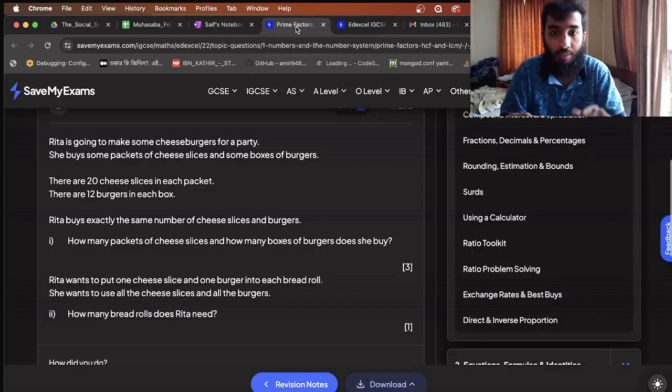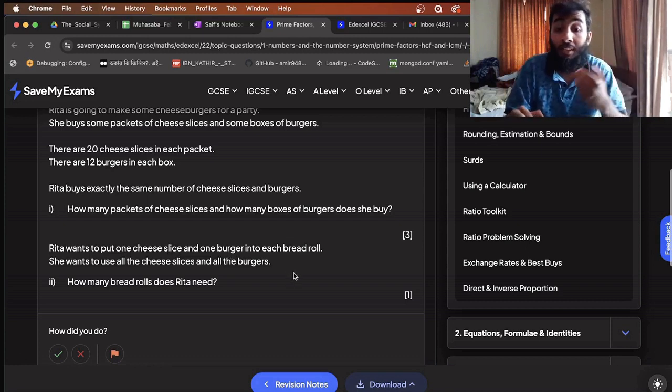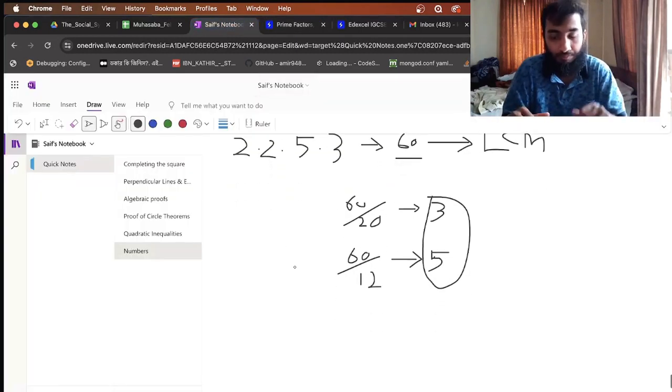the first query. If I look at the second query, Rita wants to put 1 cheese slice and 1 burger into each bread roll. She wants to use all the cheese slices and all the burgers. This is the important information. So how many bread rolls does Rita need?